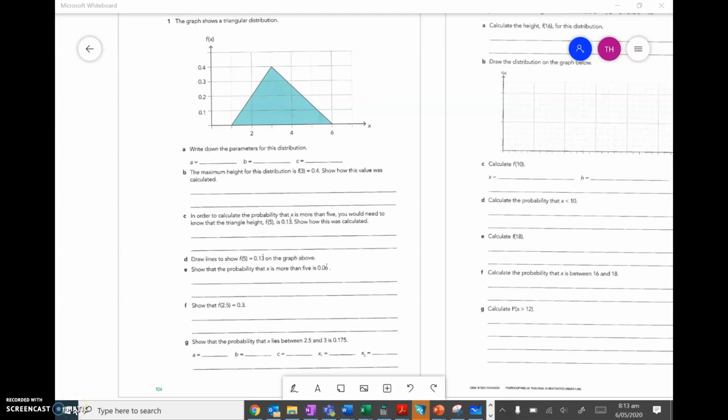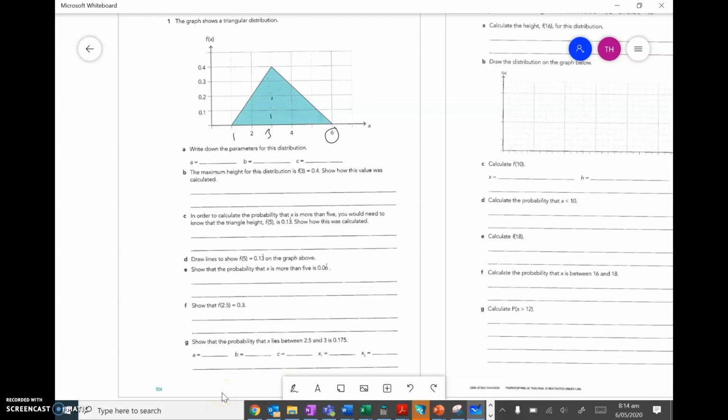Okay, we're going to do the answers to page 104, 105. Here it's asking us about this triangular distribution, asking us to write down the parameters. So hopefully you watched the video from yesterday and looked at your notes. So A is here, and B is here, and C is the peak, which is here at 3.